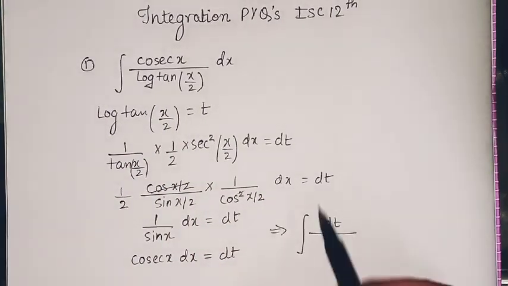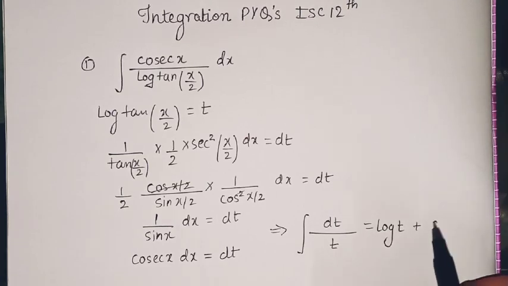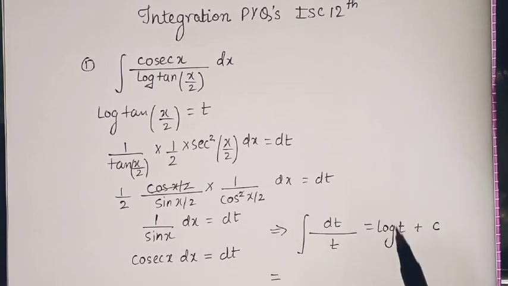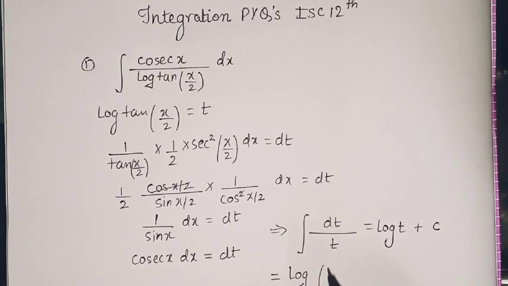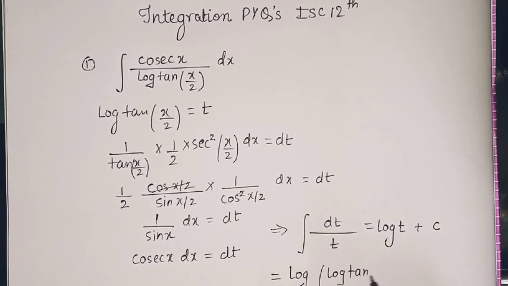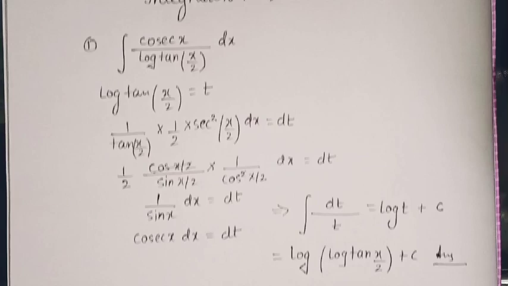And integration of dt by t is log t plus c. After putting the values back into t, see, if you don't put the values back into t, you might lose 1 mark. It comes out to be log of log tan x by 2 plus c. So this is the answer. Let us move on to the next question.